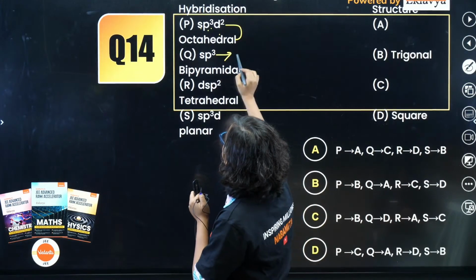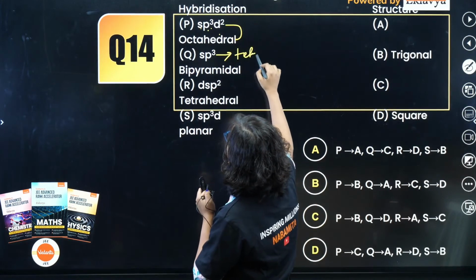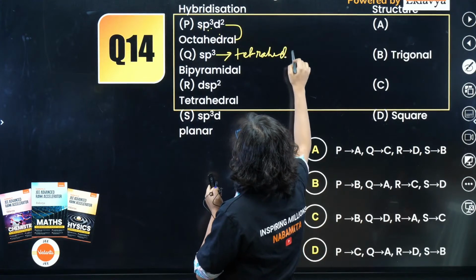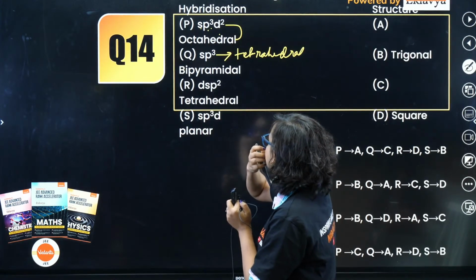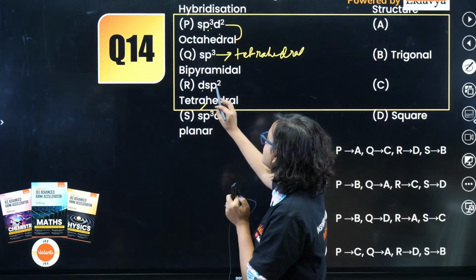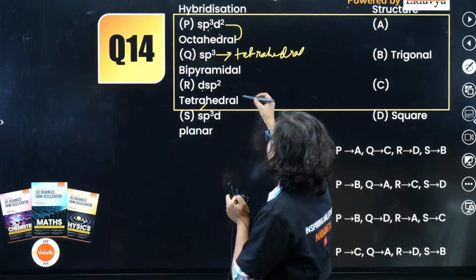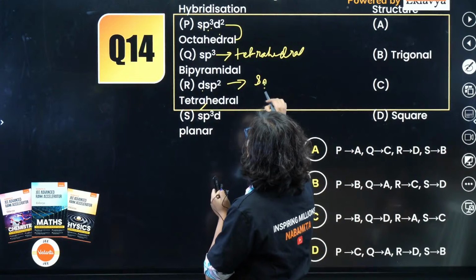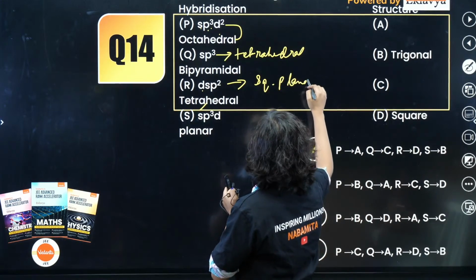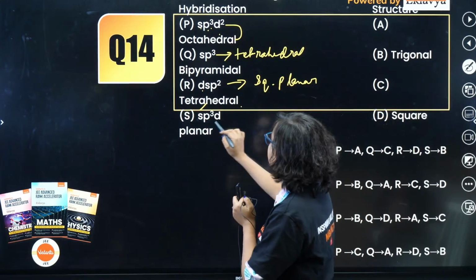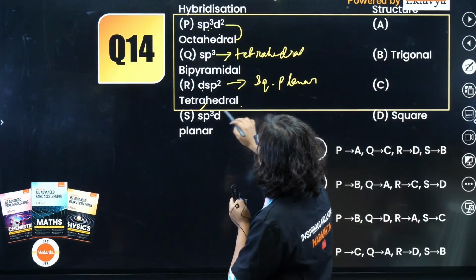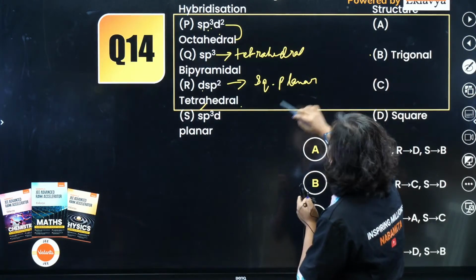If it is sp3, that means that it will be tetrahedral. Yes, and we have read that if it is dsp2, that means 1, 2, 3, 4. There are 4 orbitals being used, and here you will get square planar. Yes, and finally, what do you have? sp3d. sp3d is going to be trigonal bipyramidal.